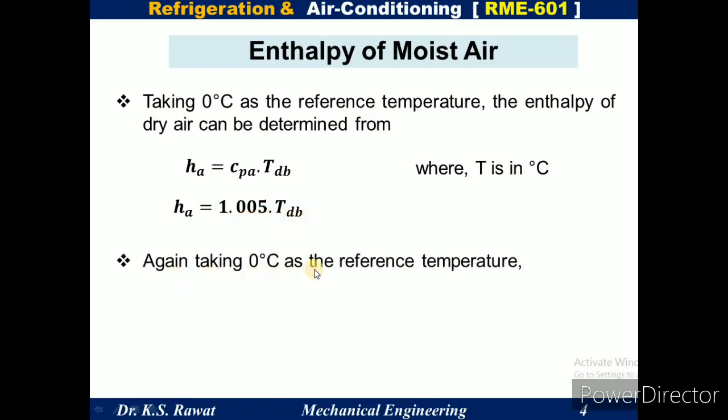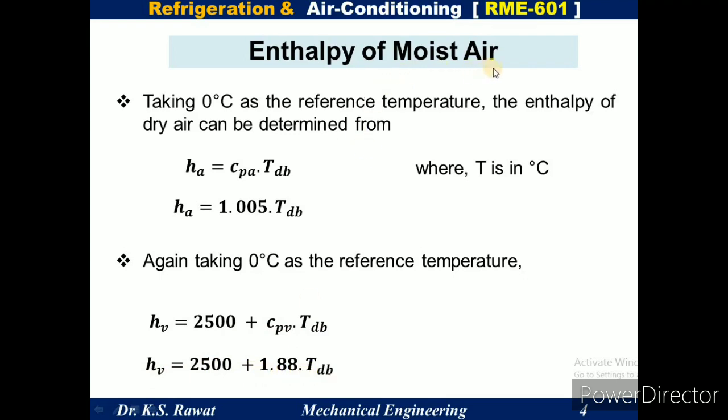Again, taking 0 degree centigrade as reference temperature, the enthalpy of water vapor can be written as 2500 + CPV multiplied by the dry bulb temperature, where CPV is the specific heat of water vapor at constant pressure. The enthalpy of the water vapor at 0 degree centigrade is 2500 kilojoule per kg. So the enthalpy of water vapor is 2500 + CPV TdB. The value of CPV can be taken as 1.88. So our equation becomes 2500 + 1.88 times the dry bulb temperature.